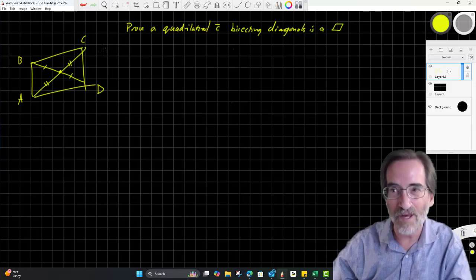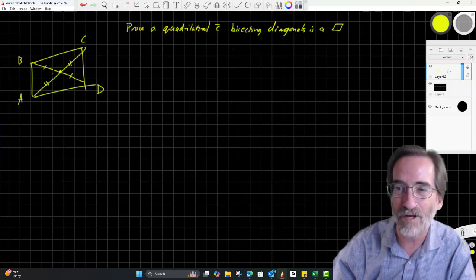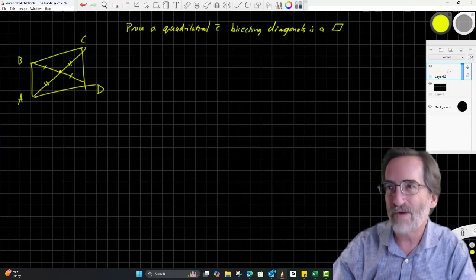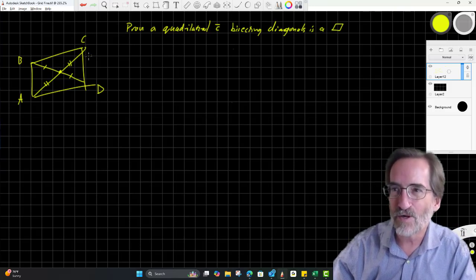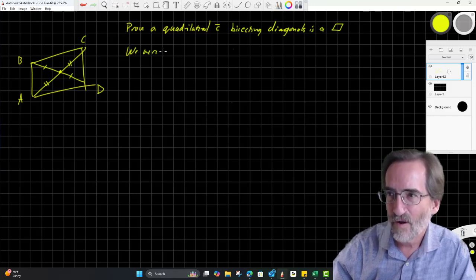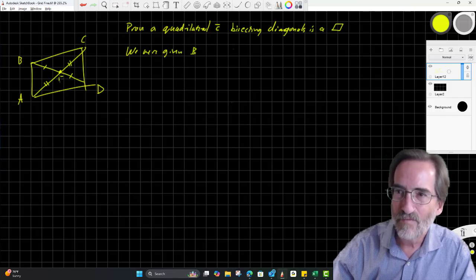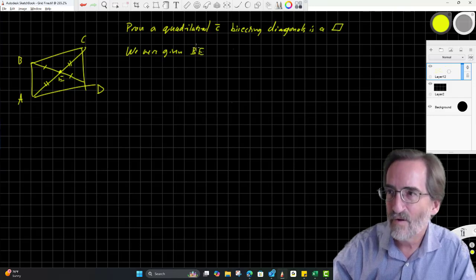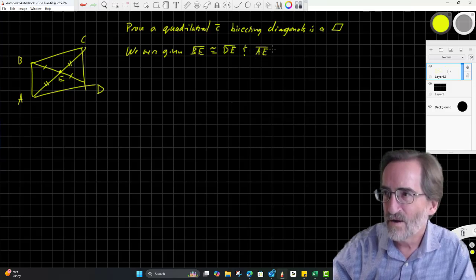We've already proven that if you have a parallelogram, the diagonals bisect each other. We're going to do it backwards now. Going to start with the diagonals bisecting each other, end with it being a parallelogram. Okay, so we were given BE is congruent to DE, and AE is congruent to CE. That's part of what we were given.